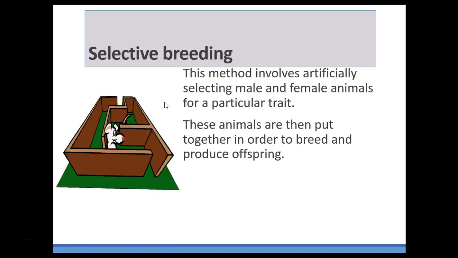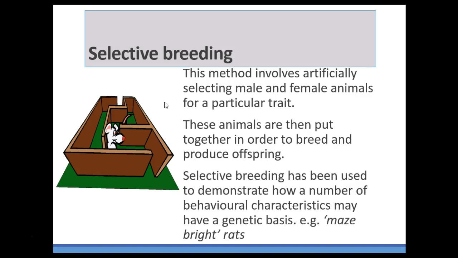Selective breeding. This method involves artificially selecting male and female animals for a particular trait. These animals are then put together in order to breed and produce offspring. If the offspring has the trait that was desired, for example, being very placid, then you could suggest that the trait was genetic. Selective breeding has also been used to demonstrate how a number of behavioural characteristics may have a genetic basis. For example, maze-bright rats. These are basically rats who find it really easy to find their way around mazes.